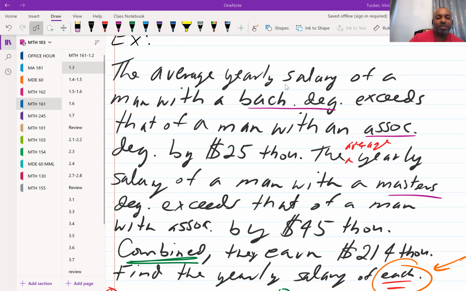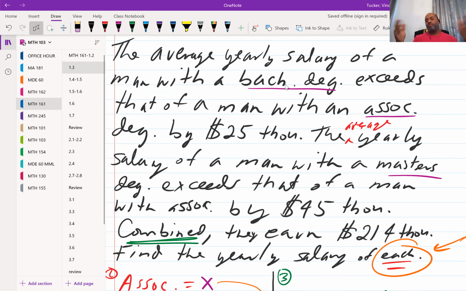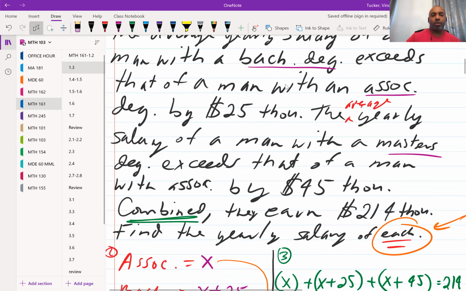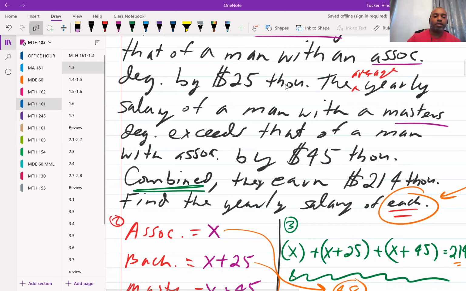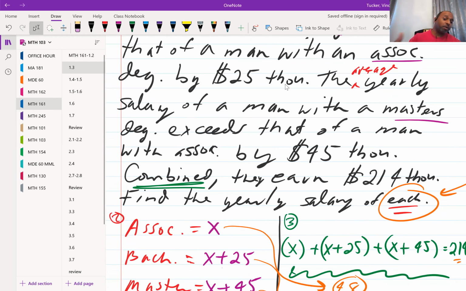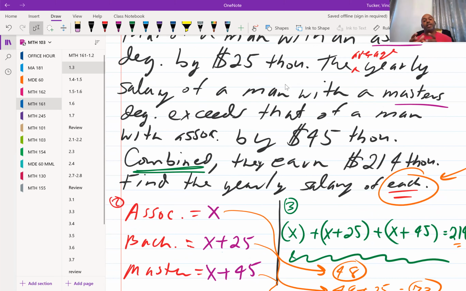So let's scroll up a little bit. I'm not going to erase the stuff, but we'll just talk through it. So we have three different unknowns here: the person with an associate's, the person with a bachelor's, and the person with a master's. So you need an algebraic representation for all three unknowns in order to progress through the problem. But what you do not want to do is what I was mentioning earlier: call one X, the other one Y, and the other one Z.